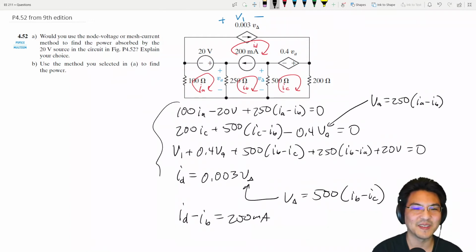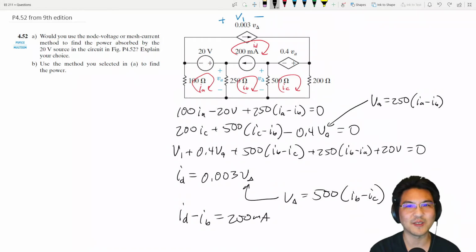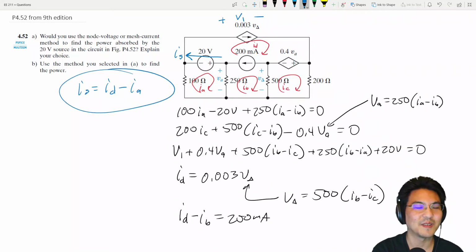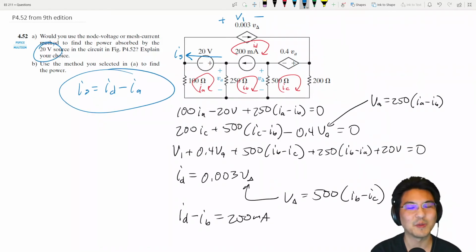Okay, so this is what we have to solve, which we can get the 4 mesh currents. Once you know all the mesh currents, then you can solve for everything else, right? You get the voltage everywhere, and you can get the power. If we wanted the power for the source, that would be right here. So if you want the current here for the source, that would be mesh current ID minus mesh current IA. Right? So you solve for that times 20 volts would be the power.